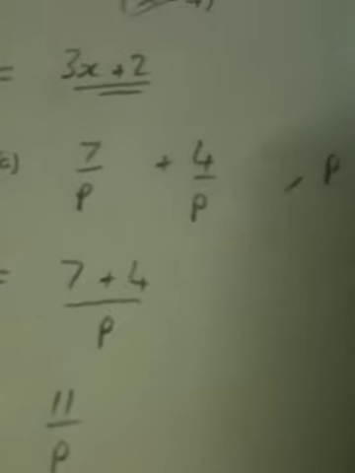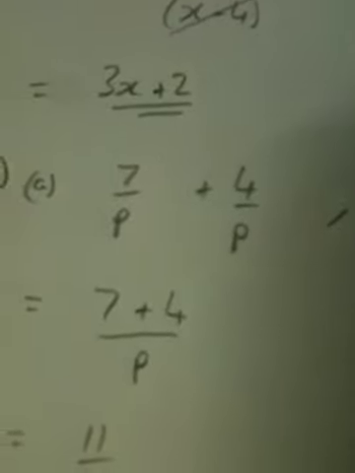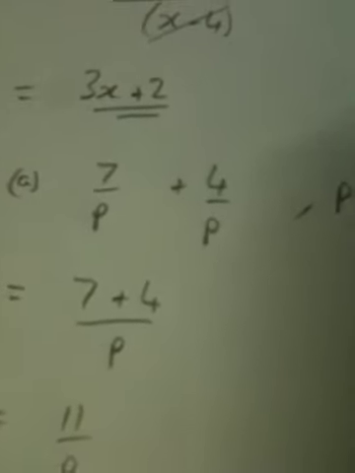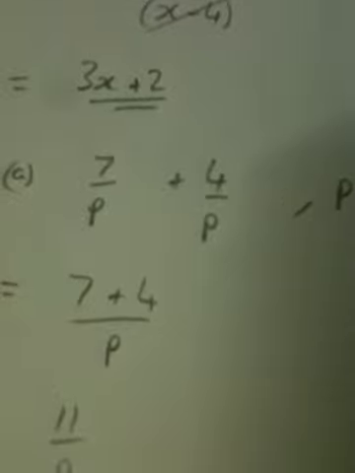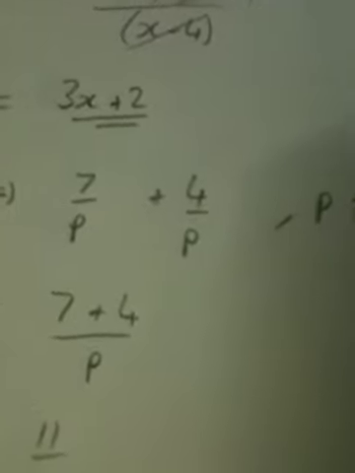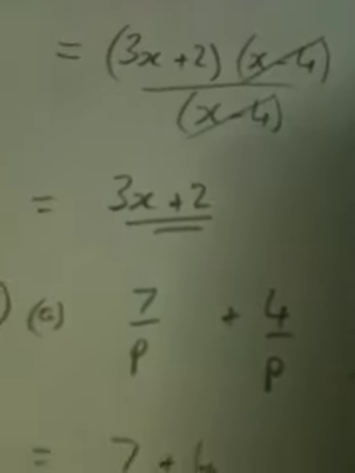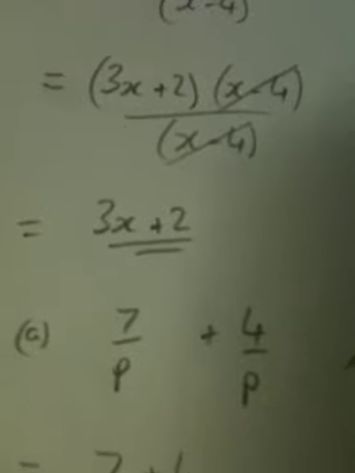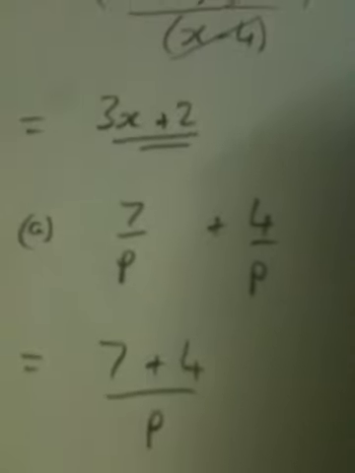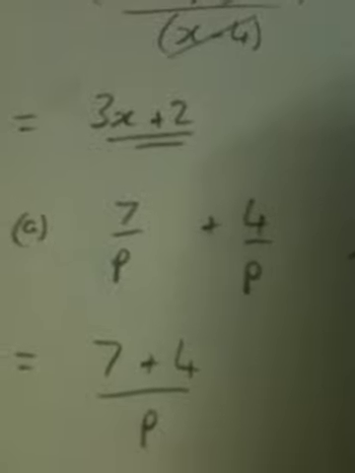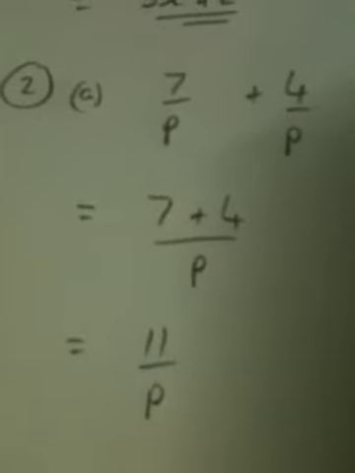On to question 2. Again, we've got this p not equal to 0. P can't be 0, you can't do 7 divided by 0, you can't do 4 divided by 0. Your calculator would say undefined for that, that just means you cannot work it out. Right, 2a, 7 over p plus 4 over p. So we have a common denominator, so we'll just put the 7 plus the 4 over the common denominator of p. And 7 add 4 is 11, so the answer is 11 over p. Nice and easy, hopefully.